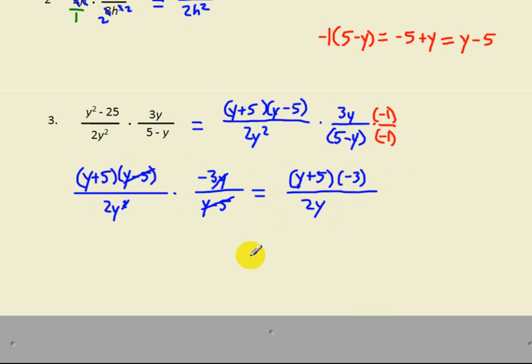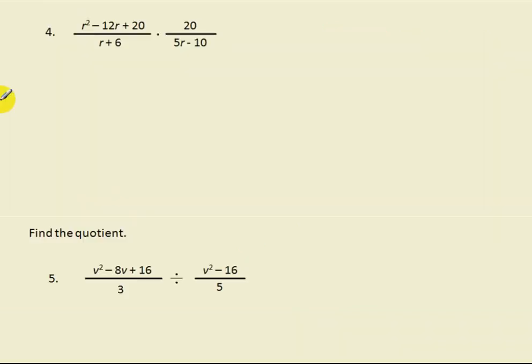In some cases, though, especially if you're looking at a multiple choice question on a mastery check or a test, you might see somebody go ahead and distribute that negative 3. So you could see this as negative 3y minus 15 over 2y. So this is an OR. Either one of these would work for me. Be prepared to deal with either one in case you have a multiple choice question.